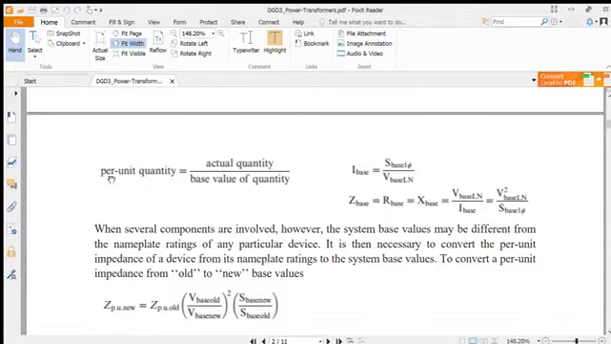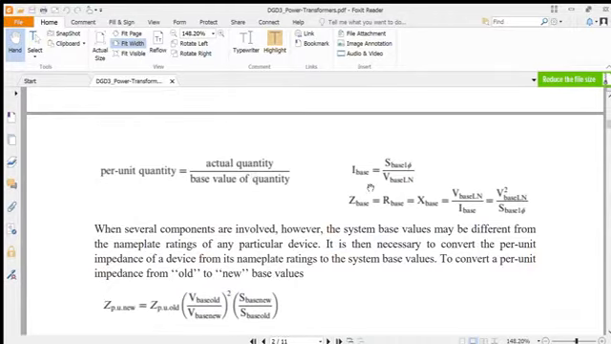So here is the per unit quantity. It can be defined as the actual quantity over the base quantity. In a power system we use resistance or impedance in ohms, voltage in volts, and current in amperes, while a transformer is usually rated in kVA or volt-amperes. All of these can be expressed in a single unit, called a per unit quantity. If we want to present all the elements on the same platform, then we have to use per unit quantity, and it can be defined as here.